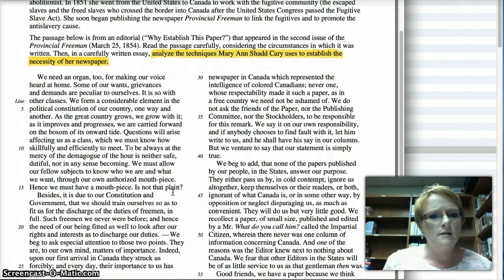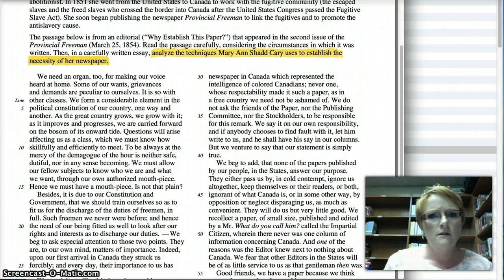So, let's get started. And I'm going to take this paragraph by paragraph. All right.